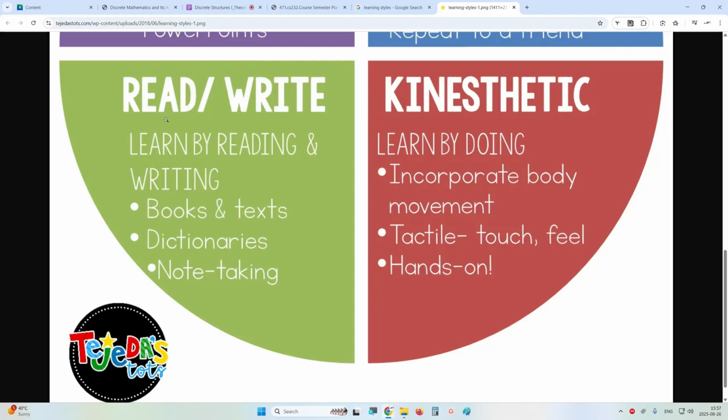Some have to read it and write about it. If they read or write something, then they can understand it more. That's why some of you, if this is your learning style, find yourself taking notes a lot as a way to understand. Another is kinesthetic, which is learning by doing. This is hands-on, something practical, where you want to see it and do it to be able to learn it. But these are just some examples.